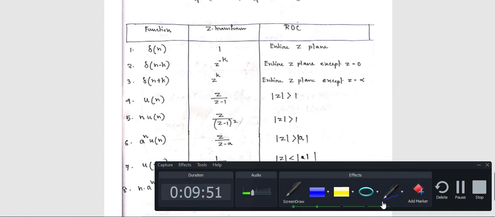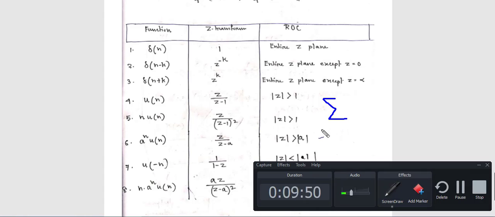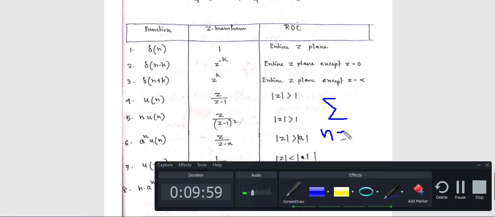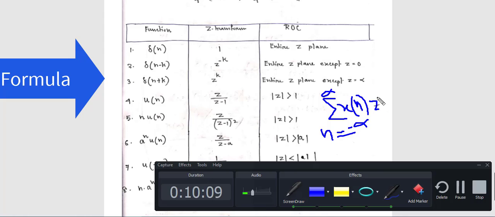You get this just using the definition of Z transform. So what is the definition of Z transform? I think all of you know. The definition of Z transform is the sum over n from minus infinity to plus infinity of your function x[n] z to the power minus n. I have shown you in my previous lecture, so go through this.